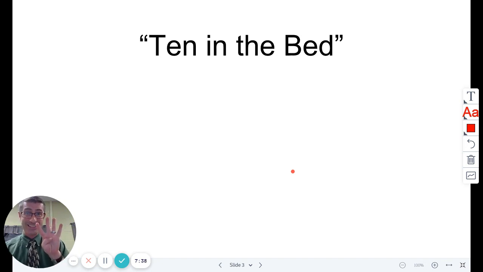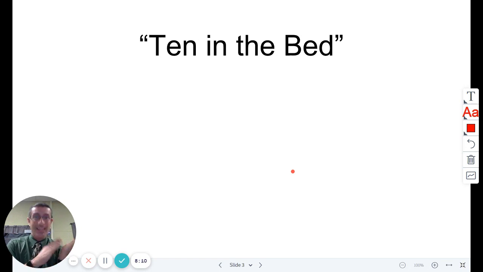Now there were 4 in the bed, and the little one said, roll over, roll over. So they all rolled over, and one fell out. Oh, man. Down to 3 in the bed, and the little one said, roll over, roll over. So they all rolled over, and one fell out. Oh, no. Now there were 2 in the bed, and the little one said, roll over, roll over. So they all rolled over, and one fell out. Oh. Then there was 1 in the bed, and the little one said, good night.